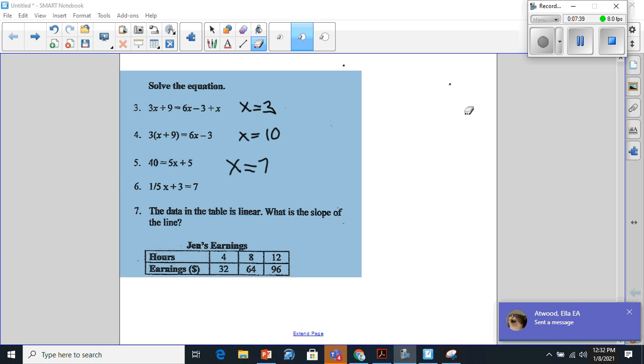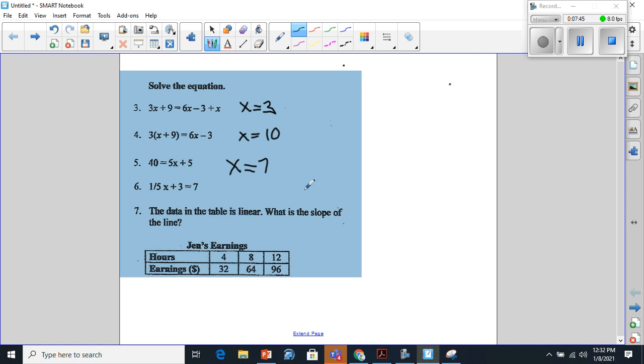All right, now that I see that I've got number 6 to do, let's see, we've got 1/5 x plus 3 is equal to 7. Well, I know that I've got to go ahead and subtract 3 from both sides. And that's going to leave me 1/5 times x equals 4.